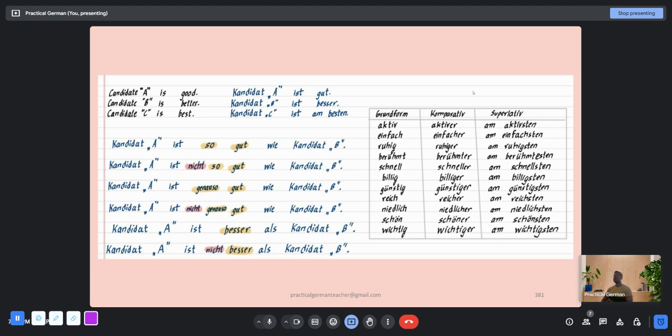Ruhiger, am ruhigsten. Berühmt, berühmter, am berühmtesten. In English, you say bottom, right? So you can say bottom or you can say bottom. Similarly, you can say am berühmtesten, but you have to say it so that it should not sound as if you are struggling to say the word, but continue. Am berühmtesten. Yeah, you are struggling. Continue.